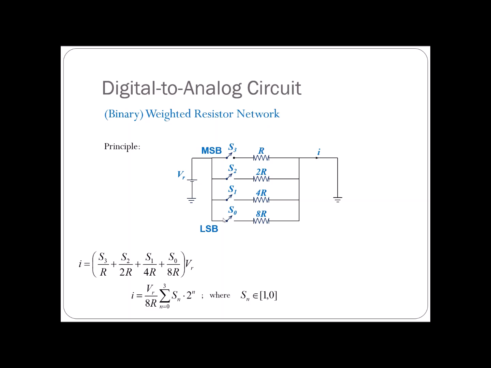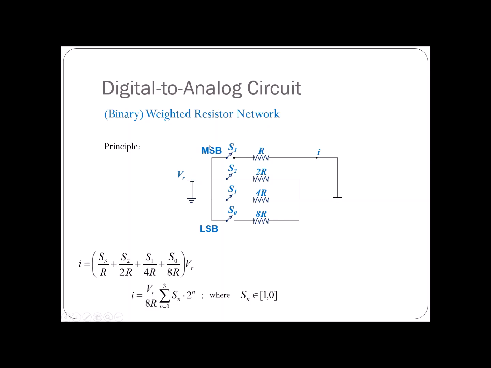So what will happen to the current here? If I have 0, 0, 0, 1, only S0 is on, so only S0 is connected, and the current will flow through this route, right? The voltage is VR, the resistance is 8R, so the current will be the voltage divided by the resistance, so it will be voltage divided by 8R.